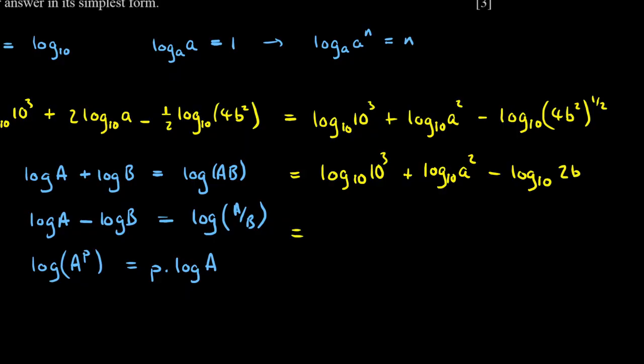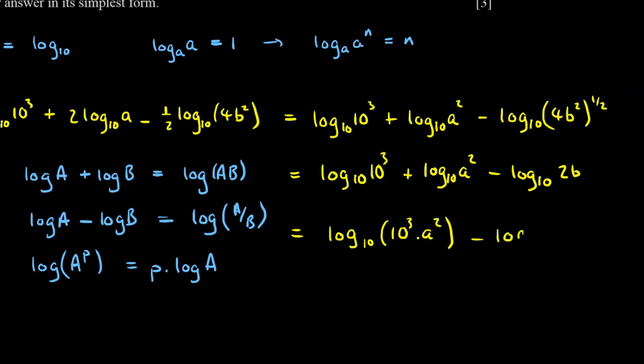All right, then, now I can use my log rules. I'm going to use the first log rule here. So if I've got log 10 cubed plus log a squared, then I can use the first rule, log a plus log b is equal to log a times b. So here what I'm going to get is log base 10 cubed times a squared. Just to clarify, log a plus log b is equal to log a times b.